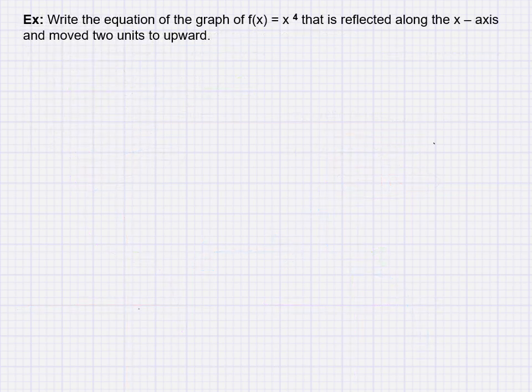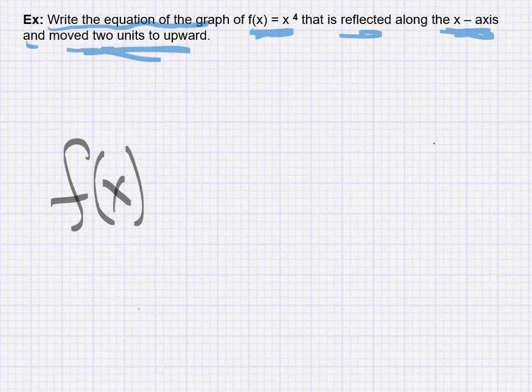Here's a question worded differently. It doesn't say graph, it says write the equation. Write the equation of the graph for this function x to the fourth that's reflected along the x-axis and moved up 2 units, okay? So if I wanted to write that function f of x out, I wanted to do two things. I wanted to reflect along the x-axis so that x to the fourth would have to have a negative on the outside, okay? And I wanted to be up 2 units.